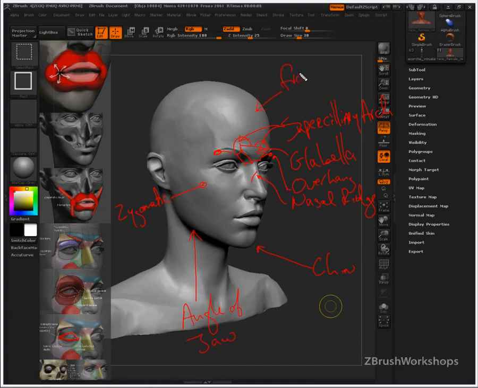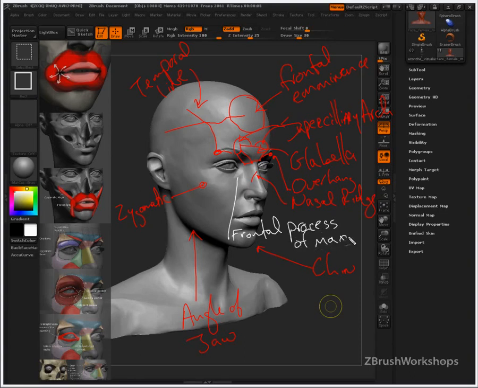We have the frontal eminence, right here. We have the temporal line right there. We have a step down from the eminence to the temporal line and then the side of the face. Then if we dig deeper, inside here we see the frontal process of the maxilla. And that's something we're definitely going to take a look at and try our best to understand.